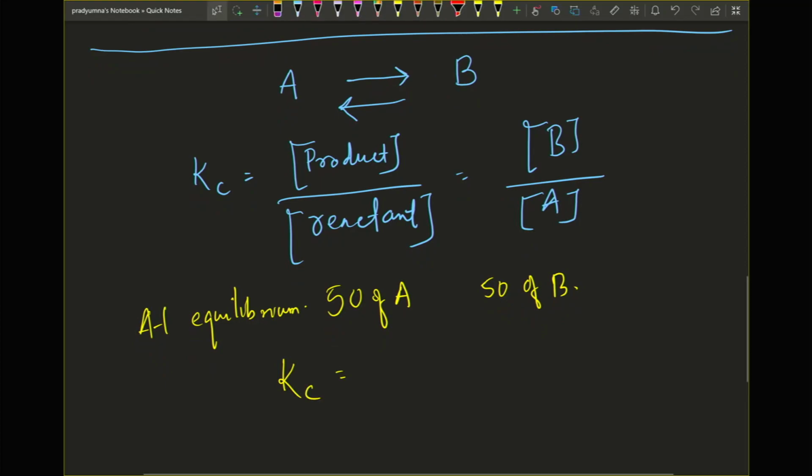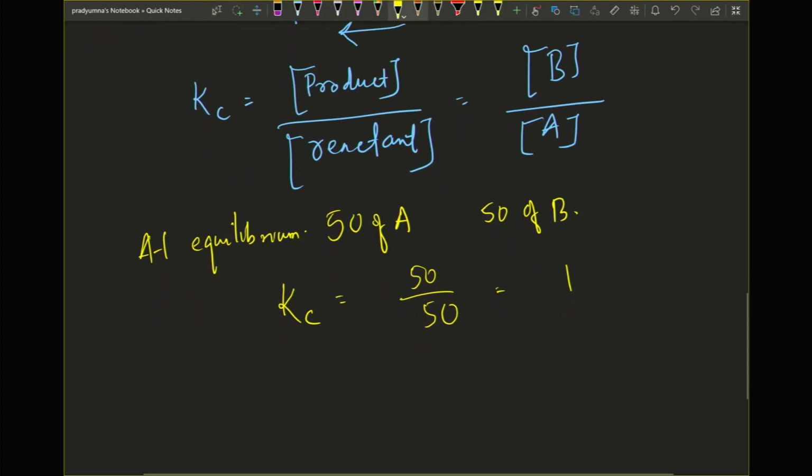The equilibrium constant would be B divided by A. So 50 divided by 50 equals 1. So you notice here, once the equilibrium constant is 1, that means we have an equal amount of reactant and product.